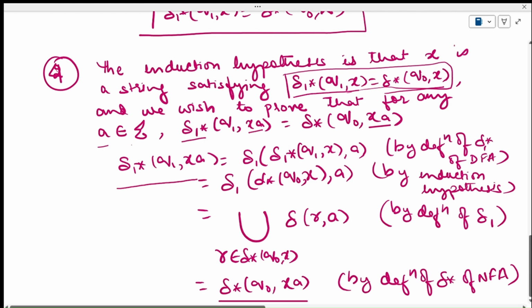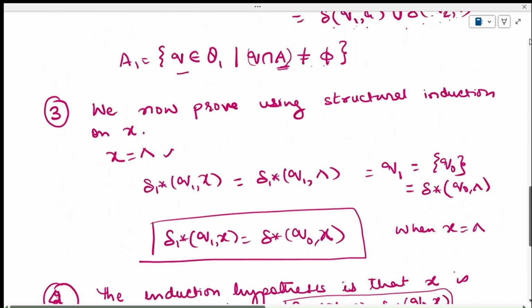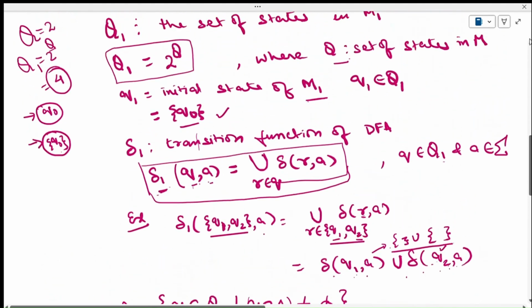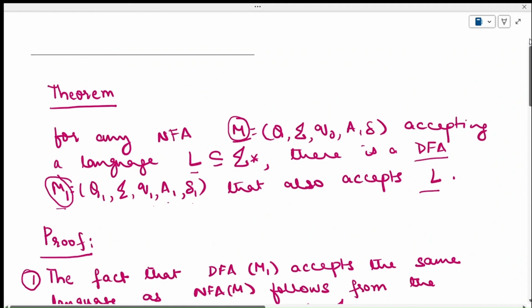So the theorem was saying that if there is some NFA accepting the language L, we can have an equivalent DFA accepting the same language L. So we have proved it through the proof of this equivalence of extended transition function. I hope this proof is clear to all of you. Please let me know in the comment box if you have any doubt.